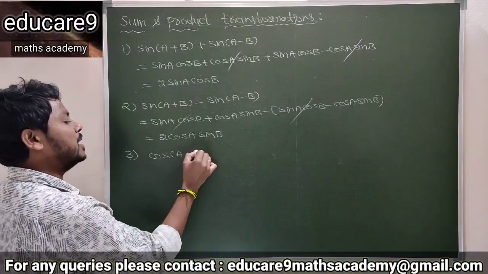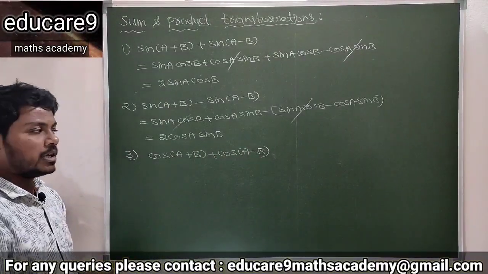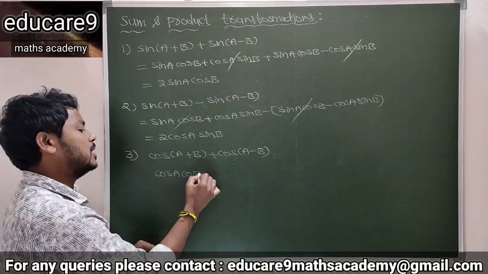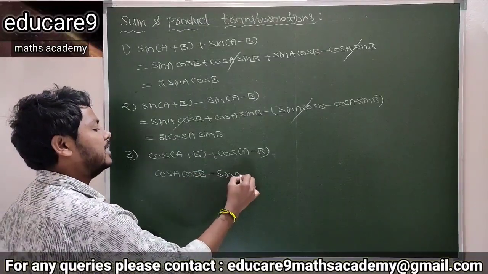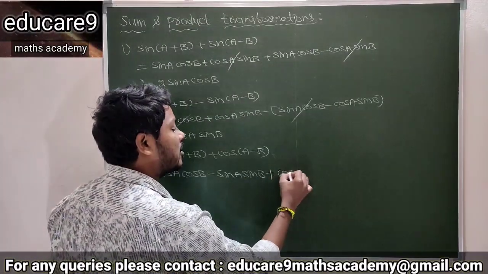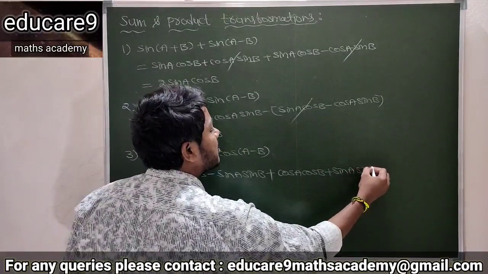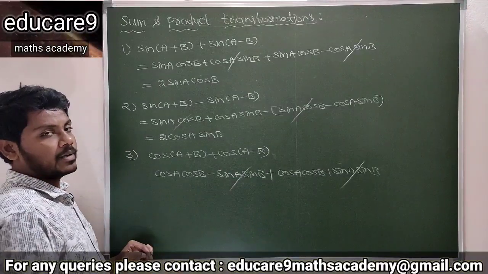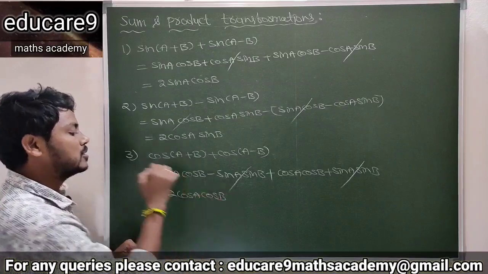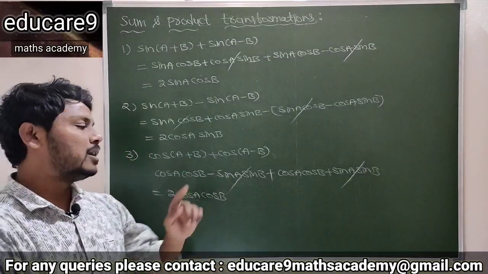So see the third one, cos of a plus b plus cos of a minus b. So here we have to apply the cos of a plus b formula. So what is that formula? Cos a cos b minus sin a sin b, plus the cos of a minus b formula: cos a cos b plus sin a sin b. So plus sin a sin b minus sin a sin b get cancelled. You will get 2 cos a cos b. So therefore the cos of a plus b plus cos of a minus b formula is 2 cos a cos b.